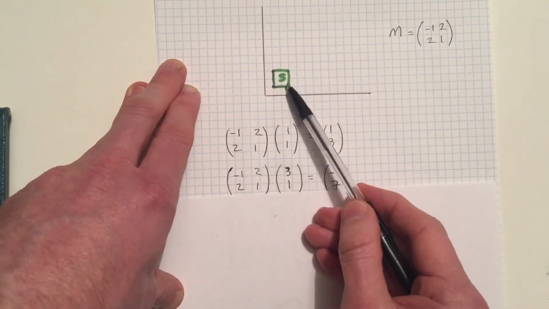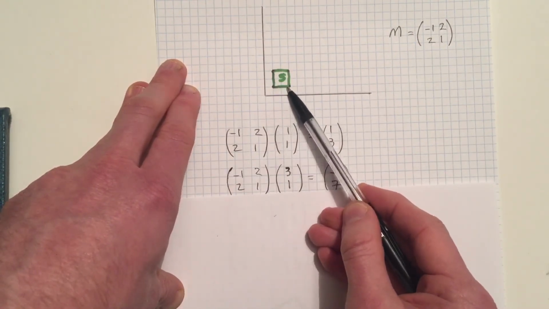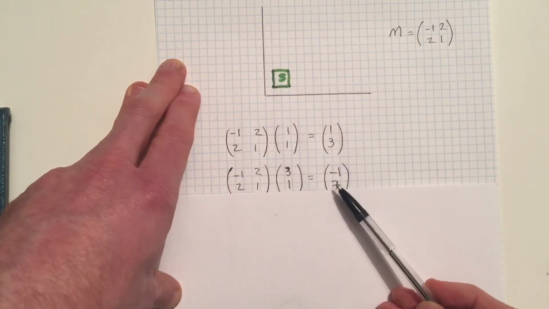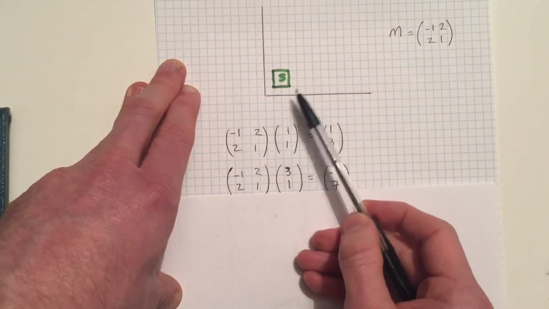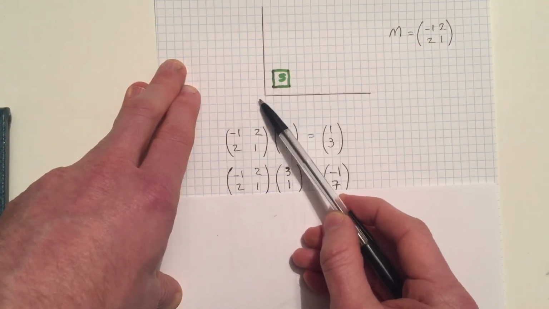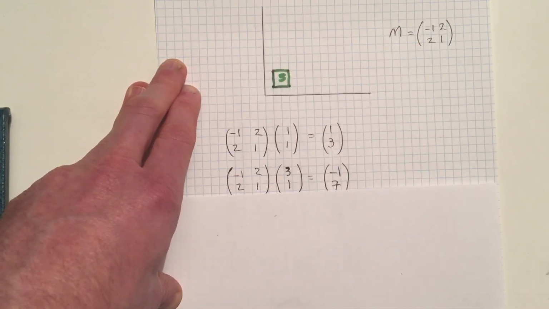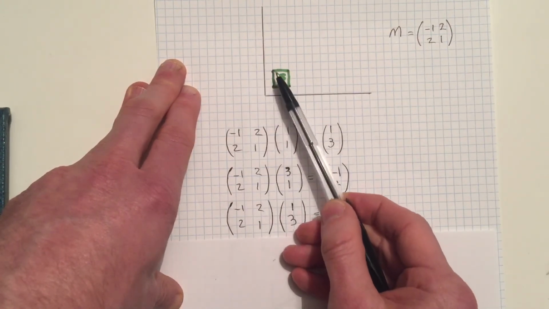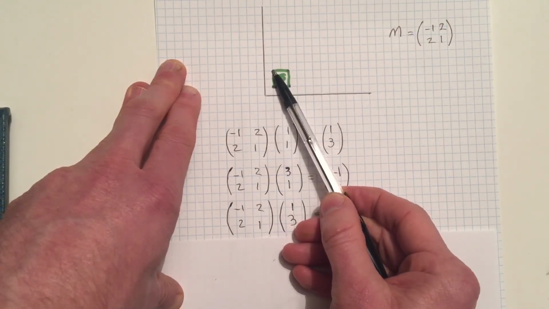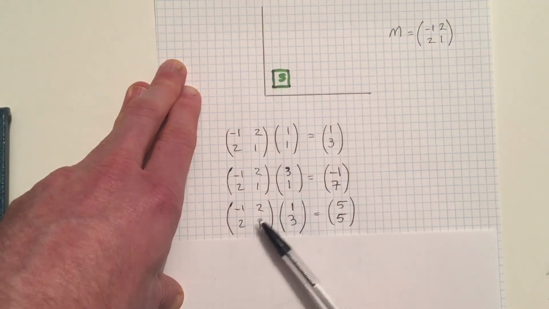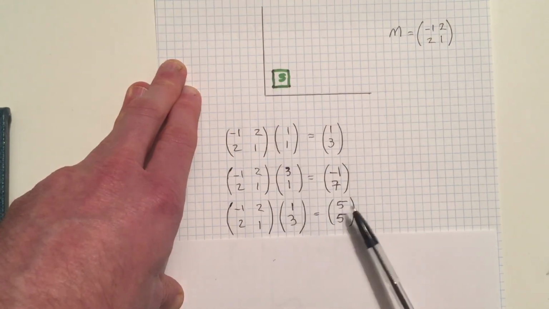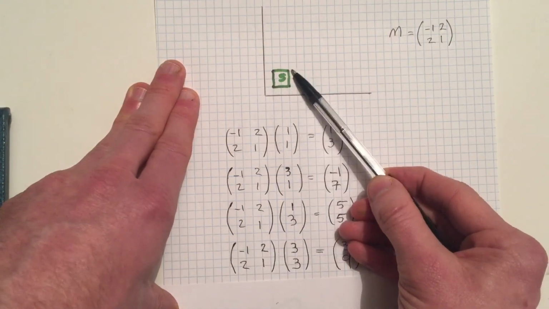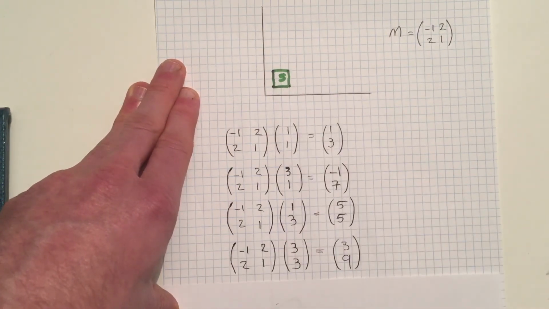Next coordinate, I'm looking at this coordinate here now, which is 3, 1. If I multiply that by that matrix, I get -1, 7. So in actual fact, this coordinate gets mapped to -1, 7 over here somewhere. 1, 3, so that's this coordinate here, 1, 3. That gets mapped when I apply that matrix to this coordinate. I get the coordinate 5, 5. And then finally, the last coordinate, 3, 3. If I apply the matrix to that, I get that.